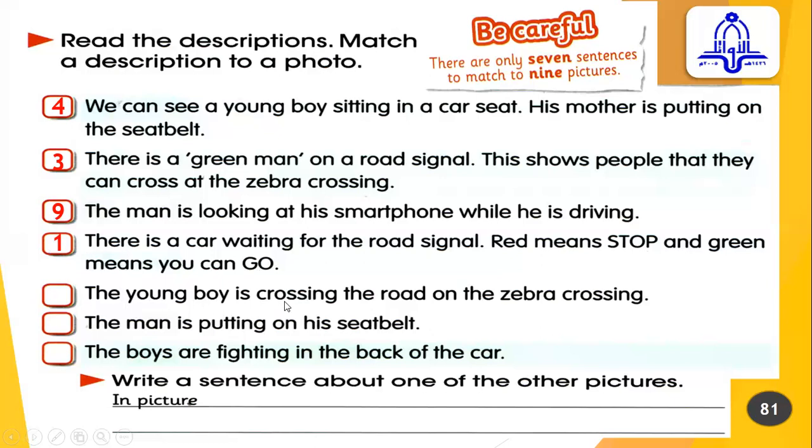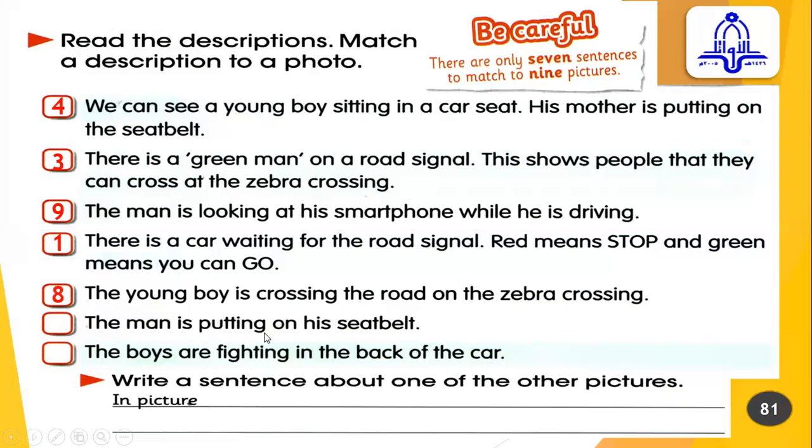The young boy is crossing the road on the zebra crossing. The young boy, الولد الصغير, is crossing, إنه يعبر. لاحظ أيضا هي cross يعبر, ضفنا ing يعني tense هو present continuous. يعبر the road, الطريق, on the zebra crossing, من منطقة العبور, zebra crossing, منطقة العبور. And this refers to picture 8. هذا يشير إلى الصورة رقم 8.